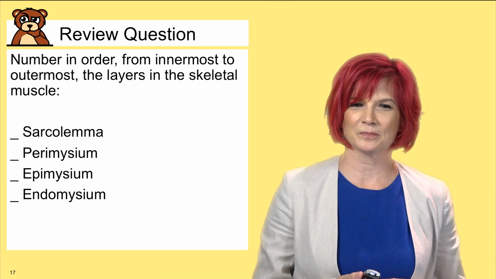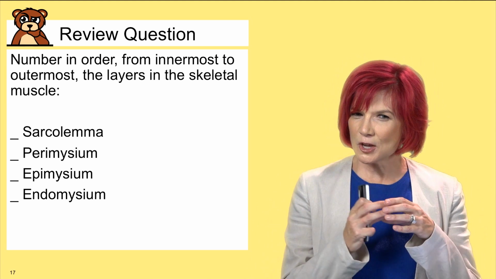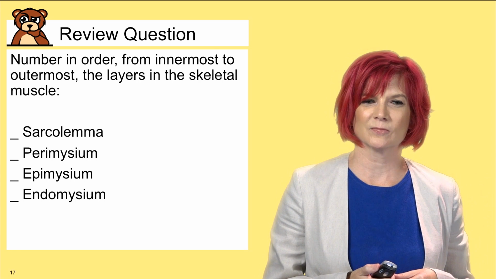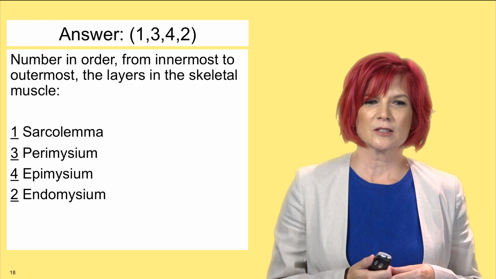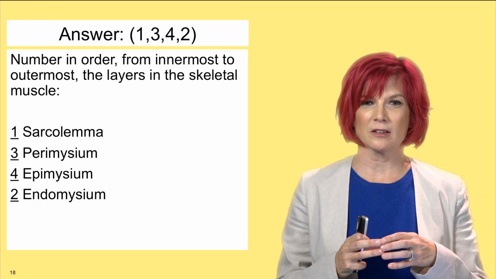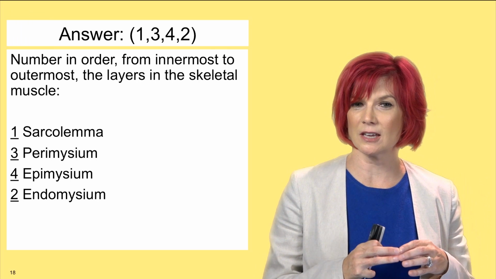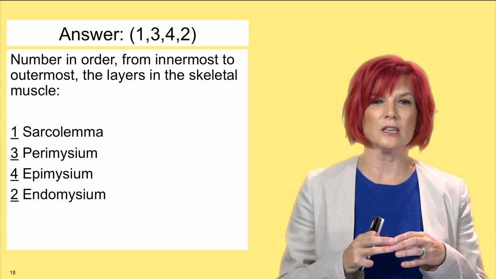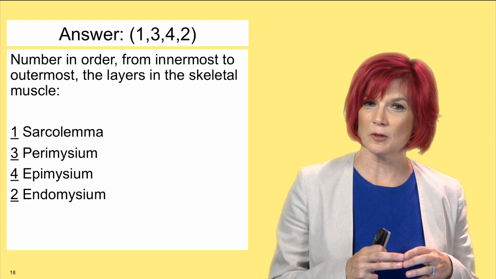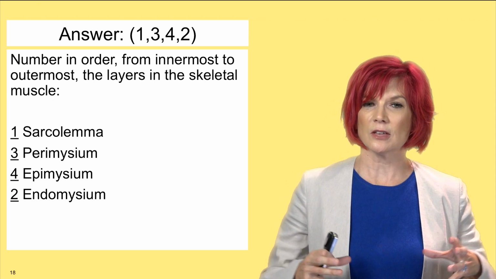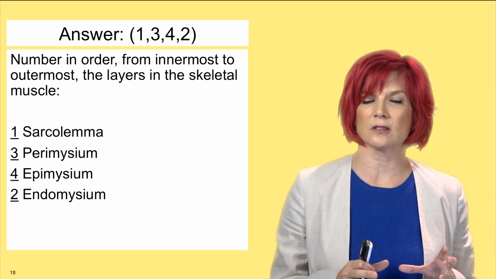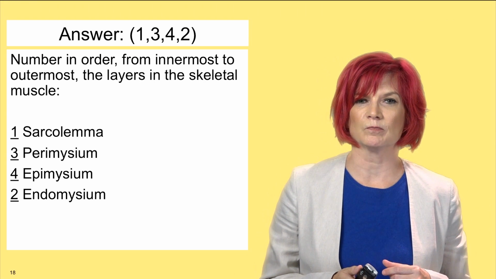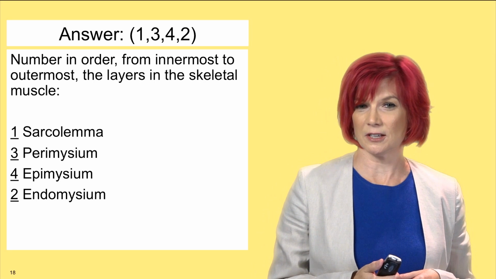The next question. Number in order from innermost to outermost the layers in skeletal muscle. Here's the answer. So number one is the sarcolemma. The sarcolemma is the membrane that encases each skeletal muscle fiber. It sits just underneath the endomysium. After that, the perimysium is a connective tissue that will segregate groups of skeletal muscle fibers, also known as fascicles. And finally, there's the epimysium. We're going to look at the sarcolemma in more detail.